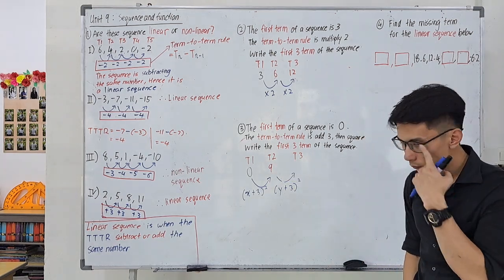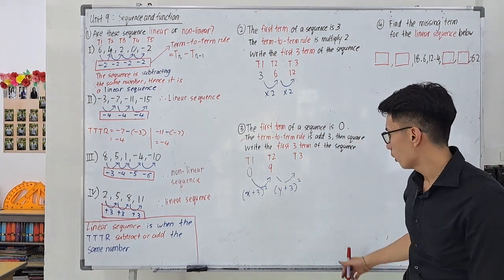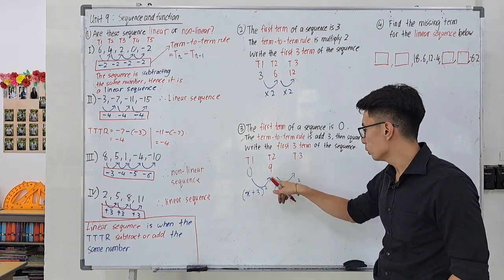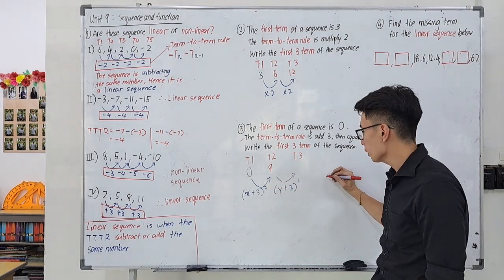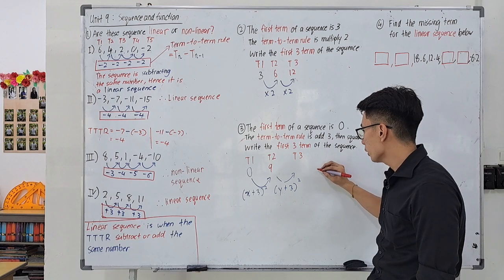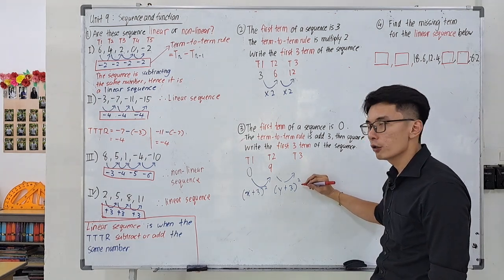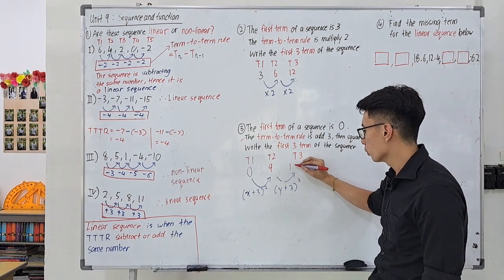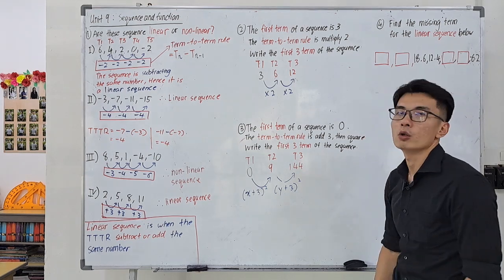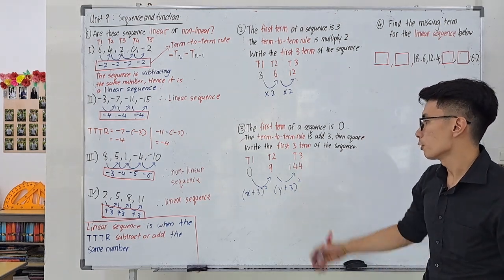Okay? And then over here, you will do the same thing. 9 plus 3, alright? 9 plus 3, 10, 11, 12. You will get 12, 12 squared, and then you will get 144 over here. Okay? So that's what it means.